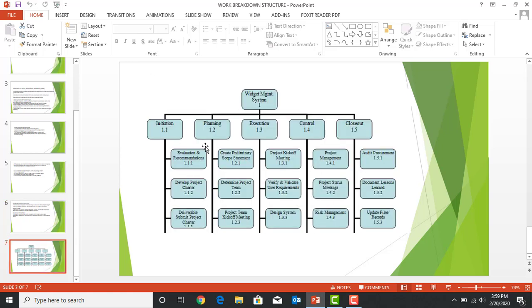And this is how we are going to put all the deliverables in the WBS. So I hope this will help you in creating the WBS for your project.